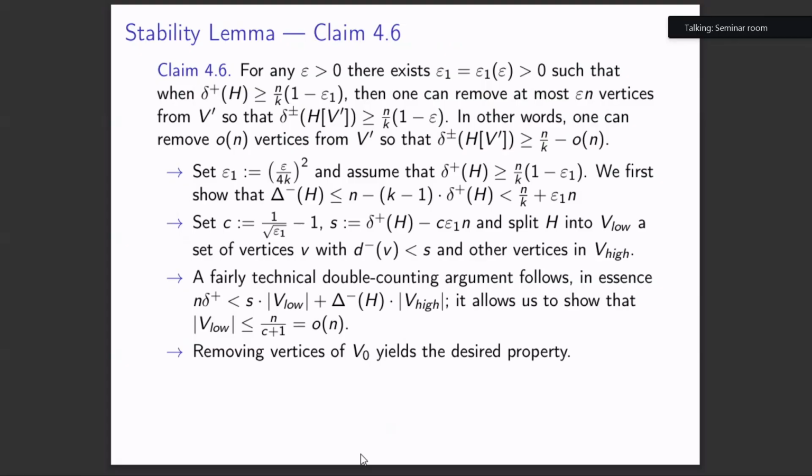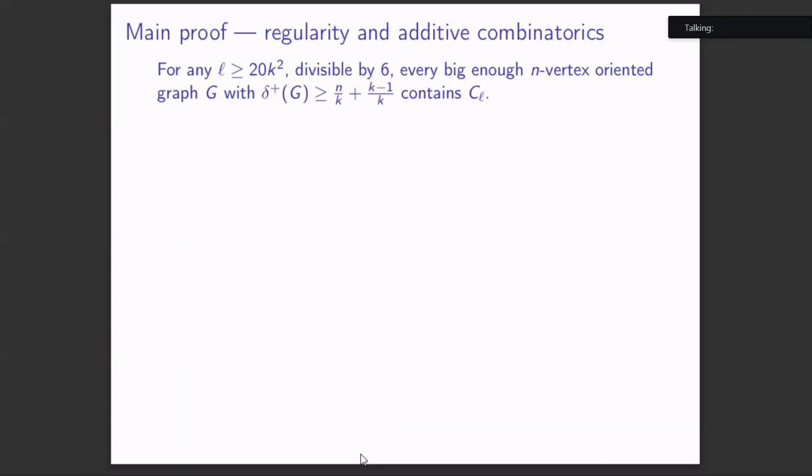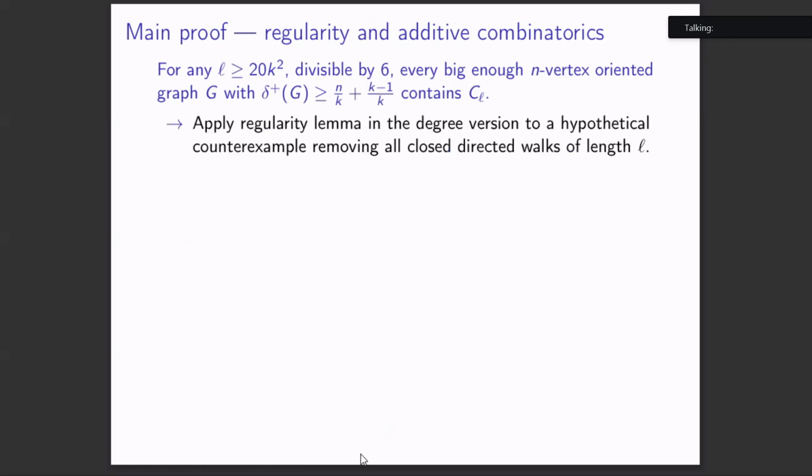And now how do we get from the stability to the main proof? So we assume that L is still large enough and divisible by 6. And we want to show that every graph of a set outdegree contains CL. Yes? Great. The idea is to now apply a regularity lemma to remove all closed directed walks of length L while sacrificing only epsilon n of outdegree from the outdegree.